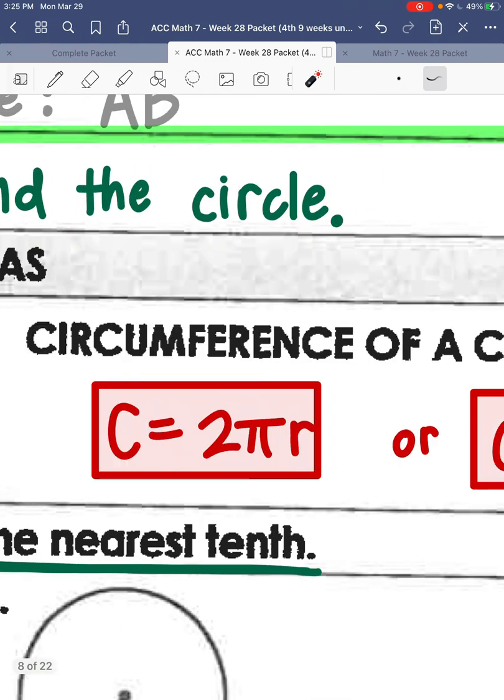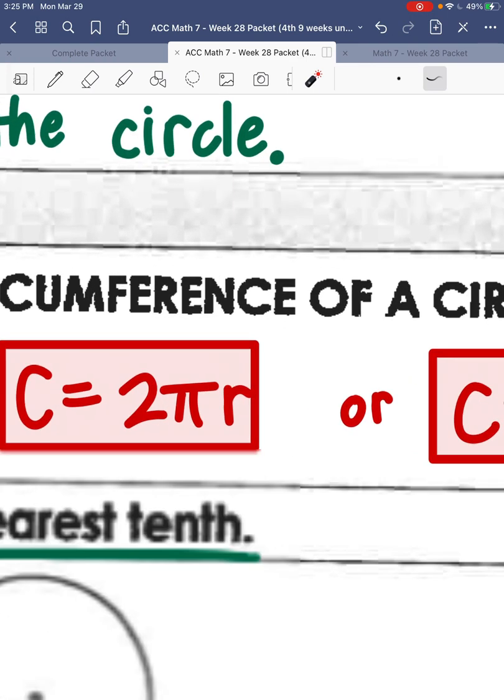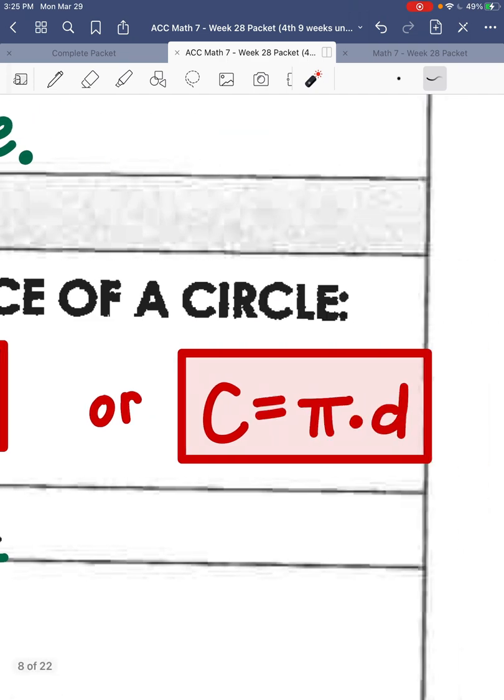Now, there are 2 formulas that I'm going to give you for circumference of a circle, and you can use whichever one you feel most comfortable using. So try both of them out, figure out which one you're comfortable with. So circumference could be 2 times pi times the radius, or 2 pi r, or because 2 times the radius is always the diameter, you could just say that the circumference is pi times the diameter.